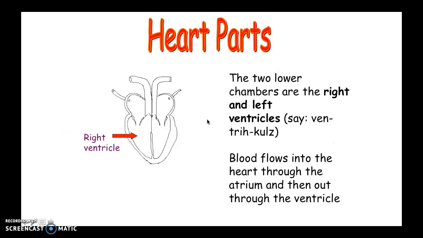The 2 lower chambers of the heart are called ventricles. The blood flows into the heart through the atrium and then out through the ventricle. And there are valves that help push the blood from the atrium to the ventricle, and then it goes out through the arteries, and we'll talk about arteries and veins in a moment.